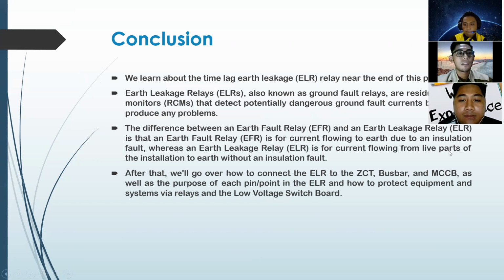And the last one is the conclusion. We learned about the time lag earth leakage ELR relay near the end of this practical. A leakage relay, also known as a ground fault relay or residual current monitor, detects potentially dangerous ground fault current before it produces any problems. The difference between an earth fault relay and an earth leakage relay is that an earth fault relay is for current flowing to earth due to an insulation fault, whereas an earth leakage relay is for current flowing from live parts of the installation to earth without an insulation fault.